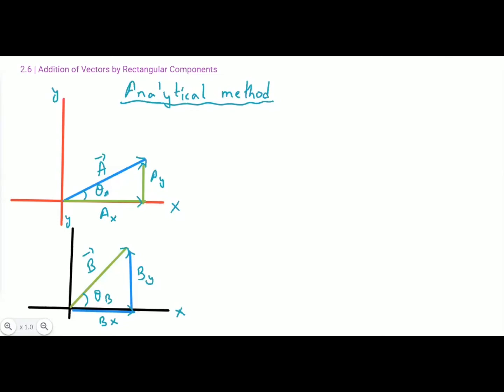We want the resultant vector R to be equal to the vector sum of the vector A and the vector B.